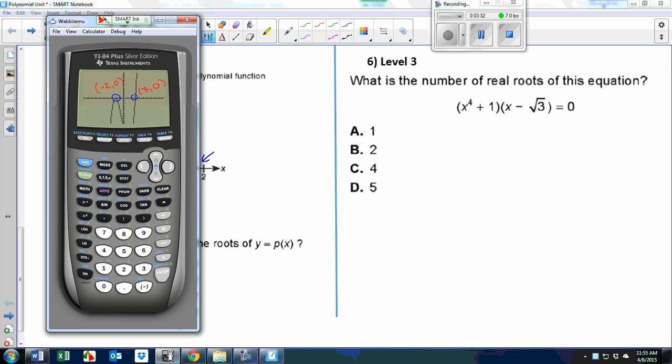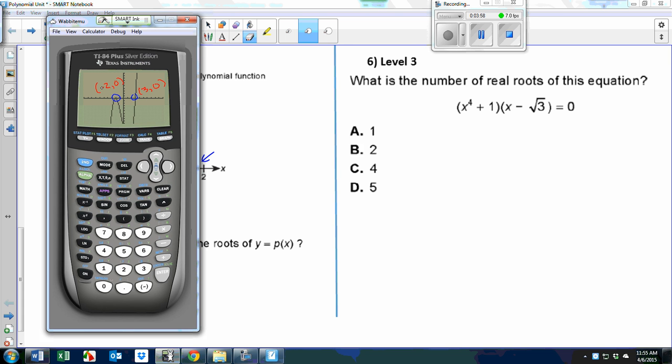So what's going on here? There are 2 places it's touching the x-axis, and it's a degree 3. So does it have 2 real and 1 imaginary? And the answer to that's no, it doesn't, because imaginary units come in pairs. The complex conjugate root theorem says if you have a 2 plus i answer, you've got a 2 minus i answer. They come in pairs. So what is going on?